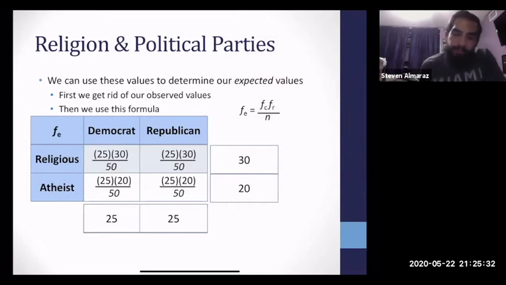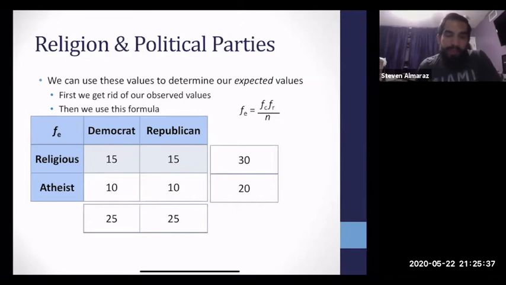All right, so here's the same calculations that we just did. And we end up with 15 and 15 for religious, 10 and 10 for atheists. These are the values we would get if your religion had nothing to do with your political affiliation, okay? Here, if we know you're atheist, that doesn't help us figure out whether you're Democrat or Republican. You have equal likelihood of being Democrat or Republican, all right?